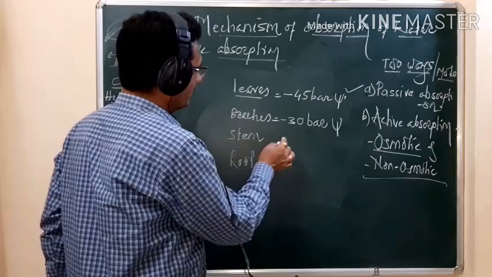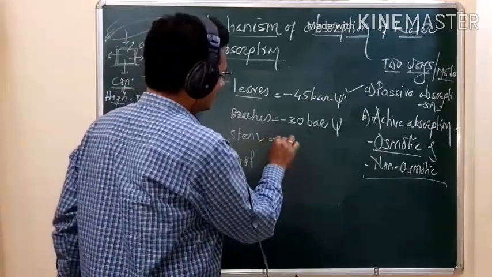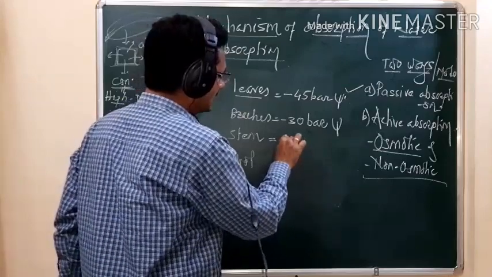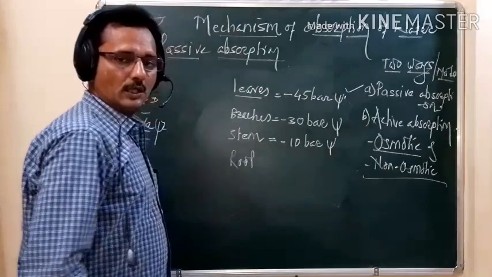Then toward the stem, that water potential decreases. Suppose it is minus 10 bar water potential. So for that we use the letter psi.